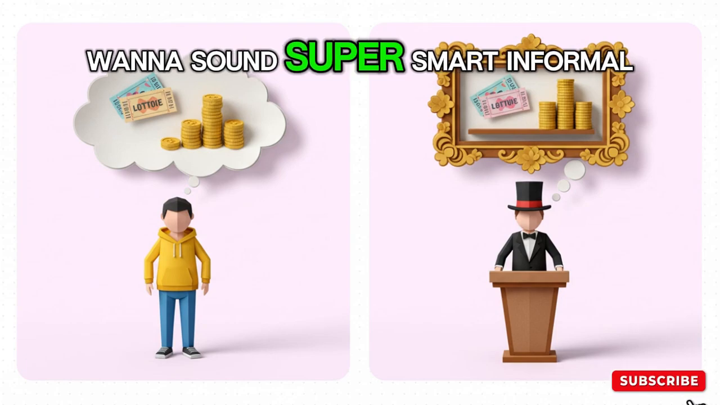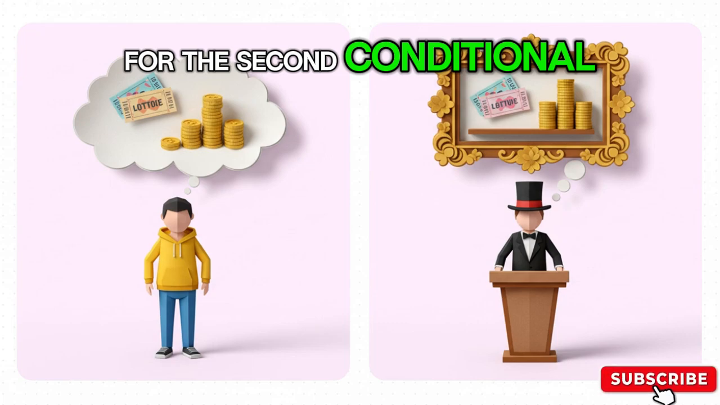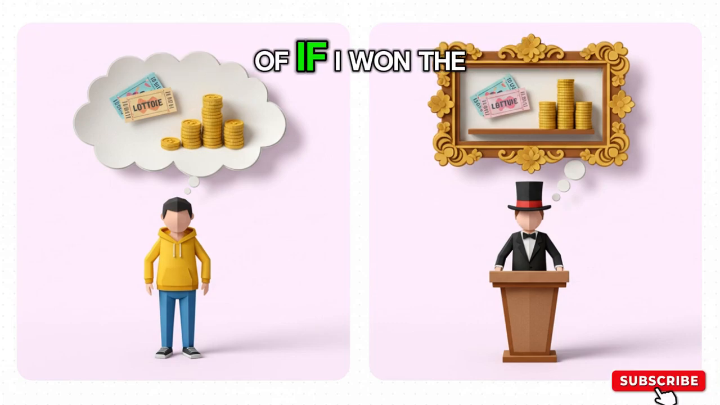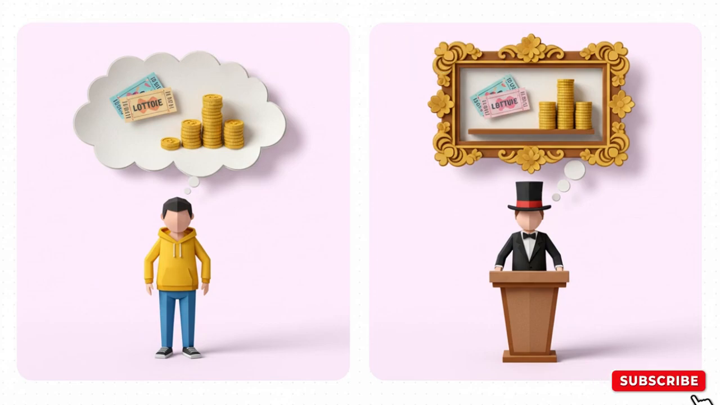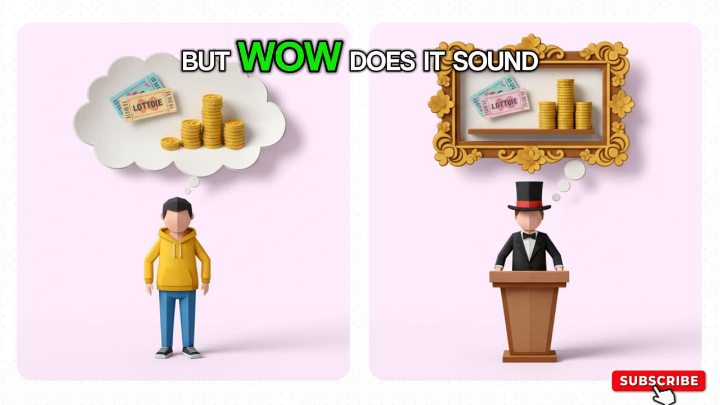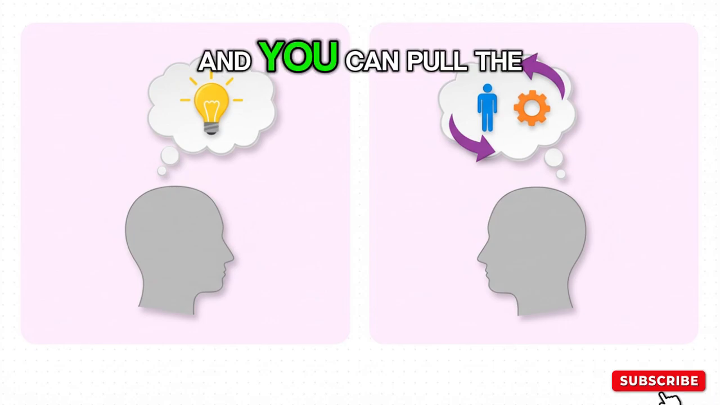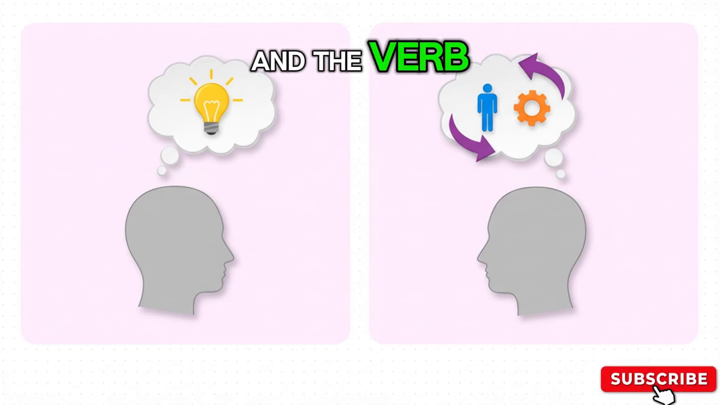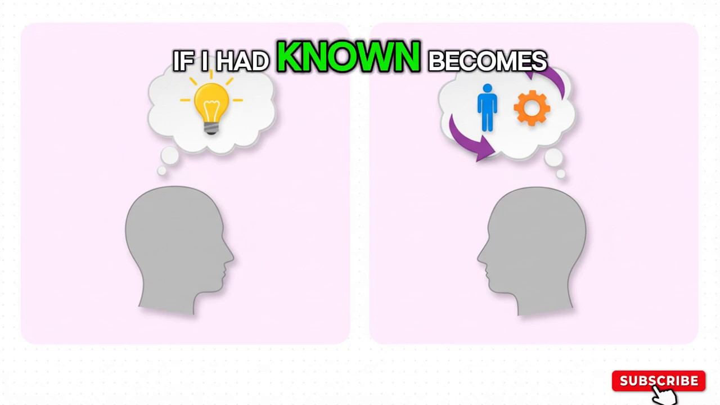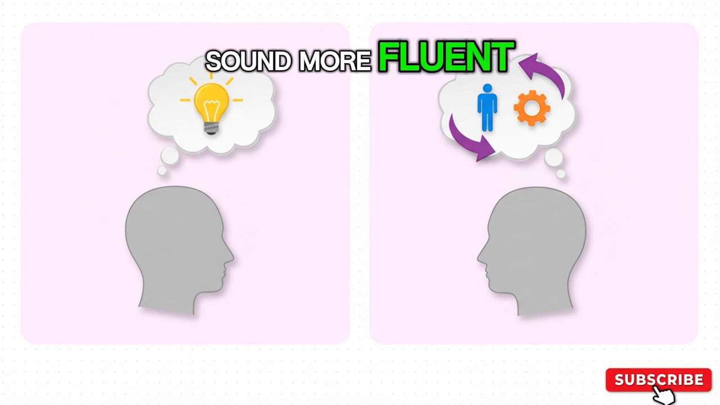Okay, want to sound super smart and formal, especially when you're writing? For the second conditional, try this little flip. Instead of, if I won the lottery, you can say, were I to win the lottery. It means the exact same thing, but wow, does it sound way more elegant? And you can pull the same awesome trick with the third conditional. Just get rid of the if and flip the subject and the verb. If I had known becomes the much sleeker had I known. It's such a simple flip, but it instantly makes you sound more fluent.